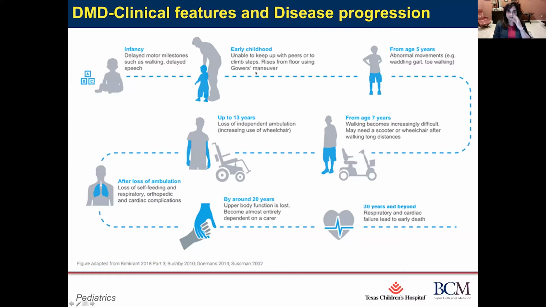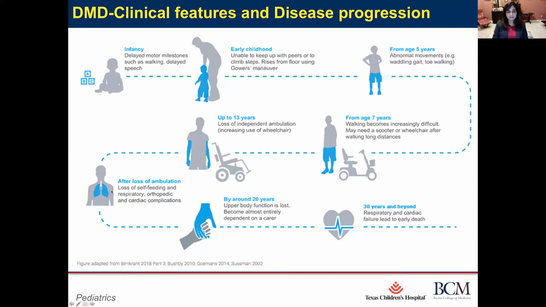They may have, at that time, difficulty with walking, some muscle weakness, difficulty getting up from the floor, muscle cramps, easy fatigability. And when they are 5 years old, you can see their gait looks abnormal, like a waddling gait. By 7 years, they may have significant difficulty with motor skills, and sometimes they need a wheelchair or scooter for long distances. By 13 years, most of the patients stop walking.